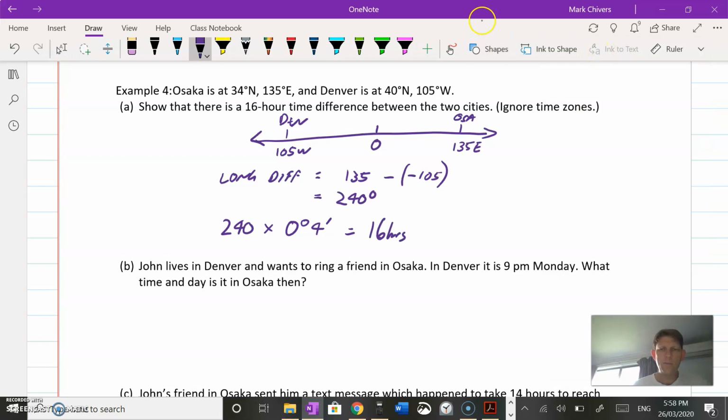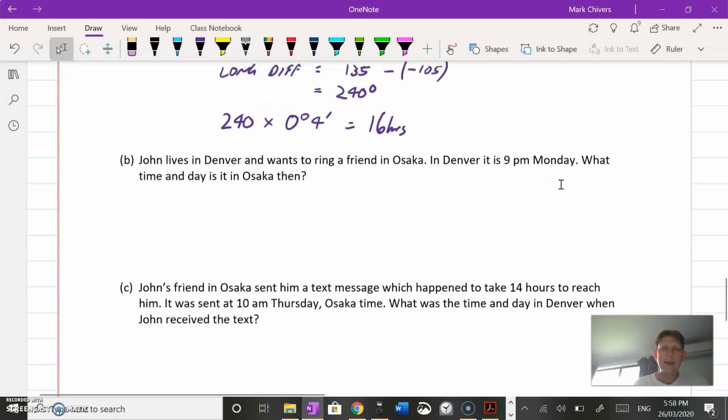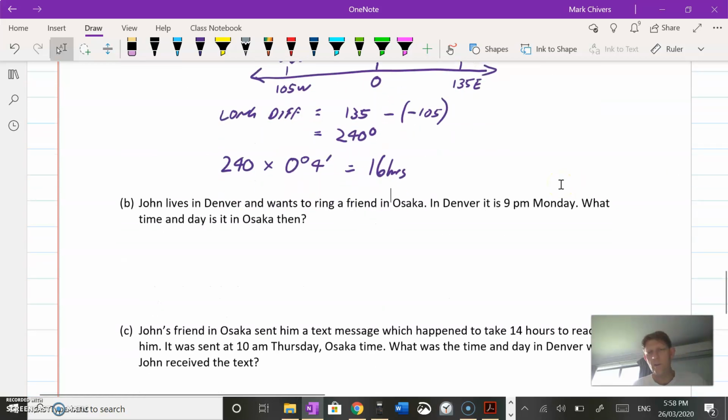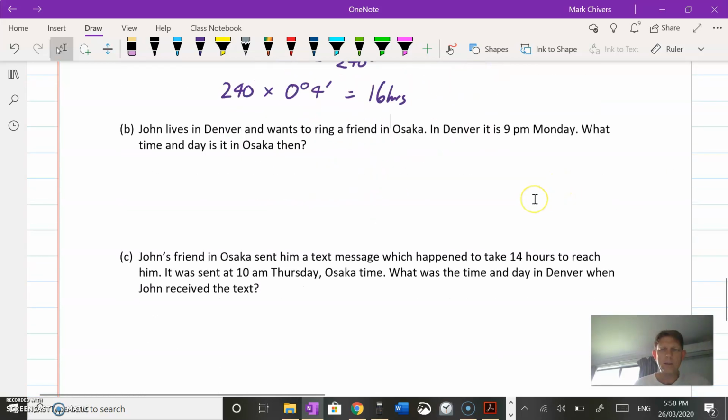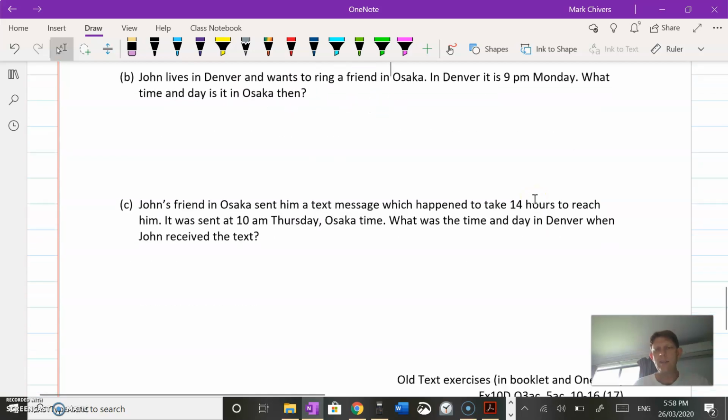So just moving on from there, John lives in Denver and wants to ring his friend in Osaka. In Denver, it's 9 p.m. Monday. What day and time is it in Osaka then? So if it's 16 hours later in the day in Osaka, because Osaka's further east, when it's 9 p.m. in Denver, that time has already happened 16 hours ago in Osaka. So we need to add 16 hours on.